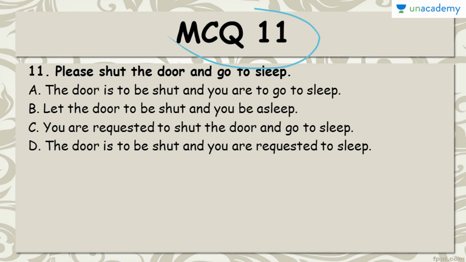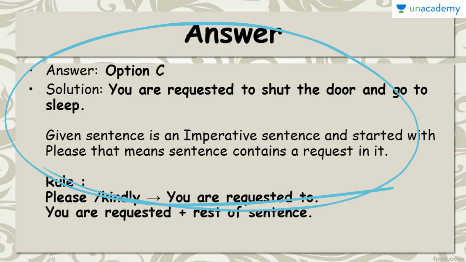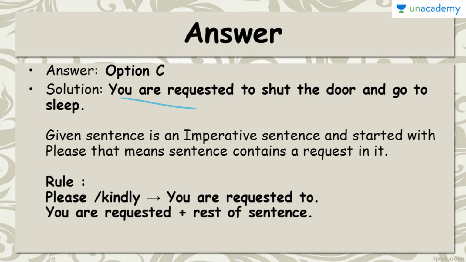MCQ 11th, please shut the door and go to sleep. This is the active voice. Find the passive for it out of these 4 options. And the right answer to MCQ 11th, it's option C. You are requested to shut the door and go to sleep.